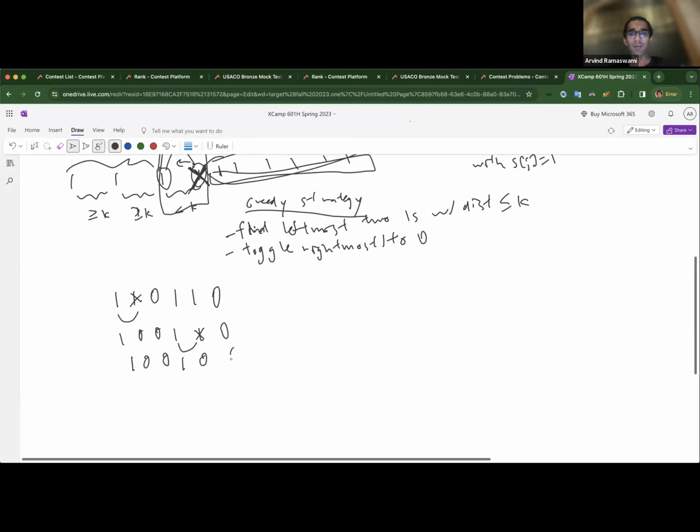So it's 1, 0, 0, 1, 0, 0. How you implement this is you just do a loop, and if the current element is equal to 1, then look at the last element, which is a 1. And if the distance is less than 3, then you'll have to toggle the current one to 0. Does that make sense? Any questions?